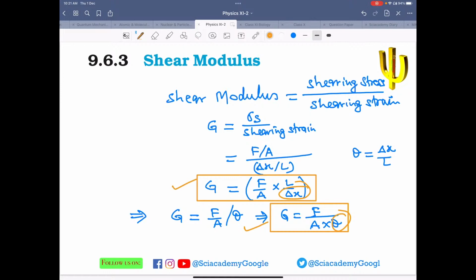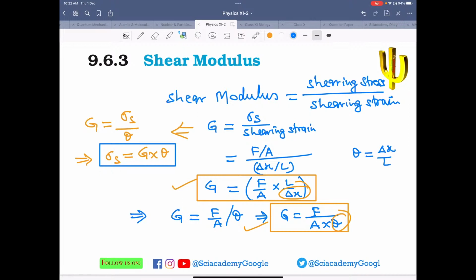Now further, since this also gives G is equal to sigma s by theta, the shearing stress can also be calculated as the shearing modulus into the shearing strain. So this is another formula for the shearing stress in terms of the shear modulus.